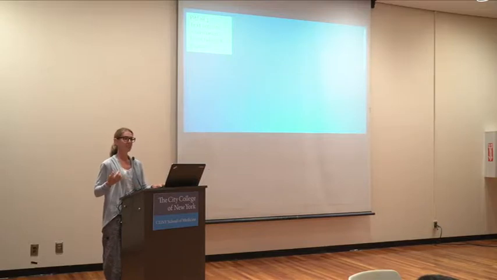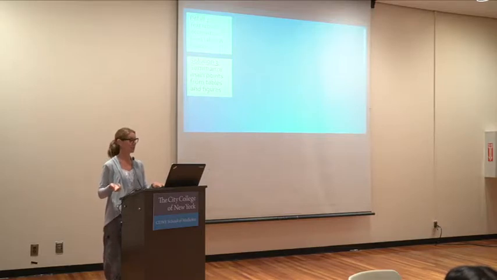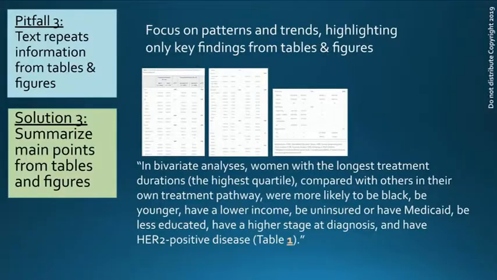So the results text should not repeat information in the tables and the figures. It should really summarize the main points rather than repeat. So this is an example of a table that's quite long and quite dense. And I thought this text did a nice example of summarizing information. There's a lot of information here.